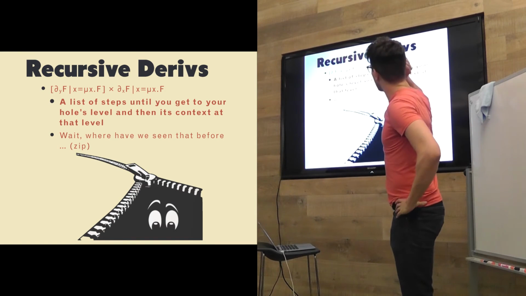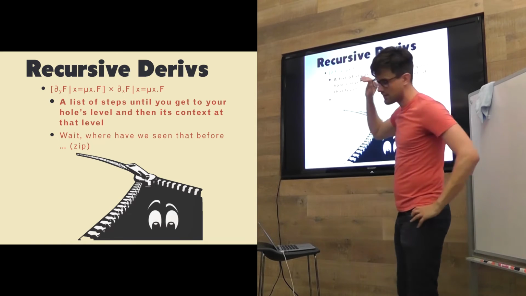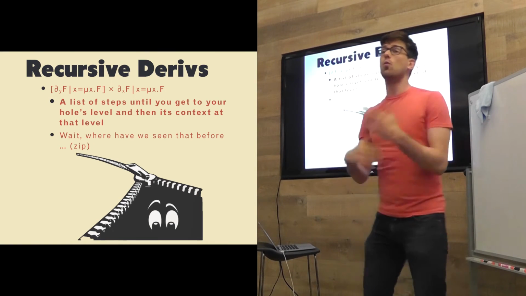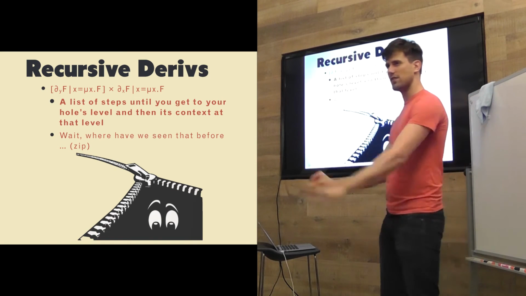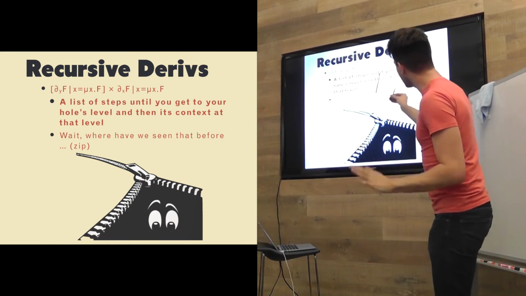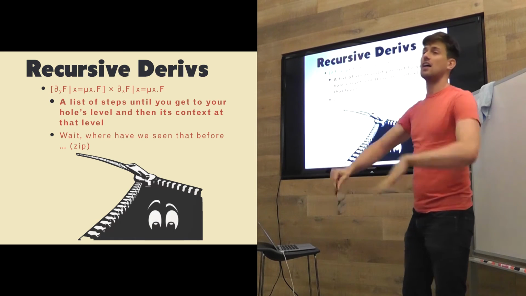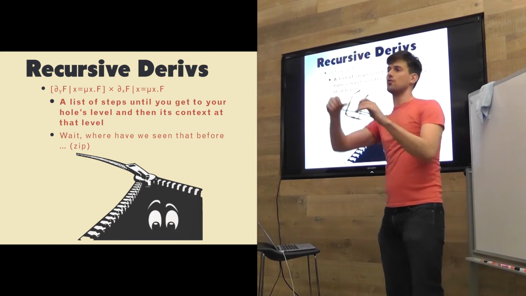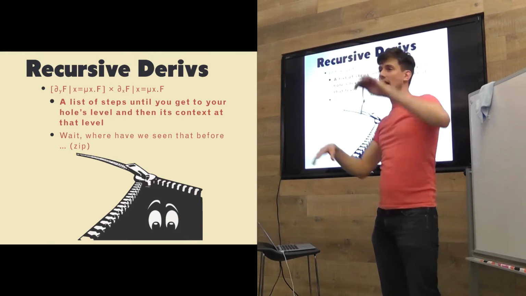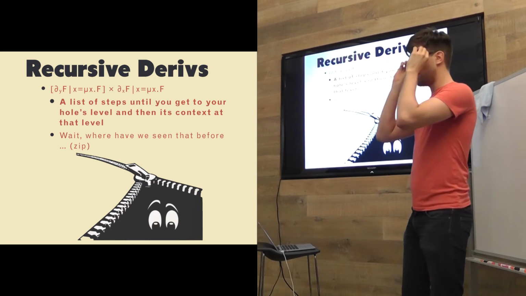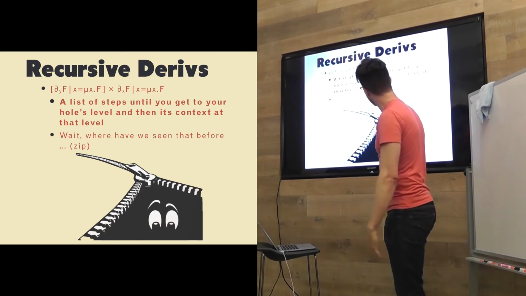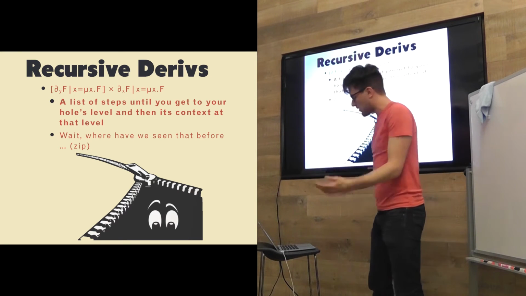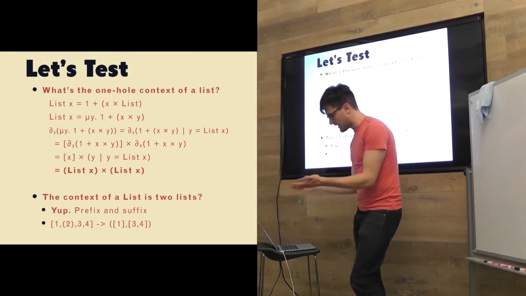So we have this type, right? A list of steps until you get to your hole's level, and then its context at that level. Well, where have we heard of those things? Flash back to a long time ago, like 15 minutes ago, right? This is exactly what the zipper was. A list of steps, a path, right? We choose left or right. We record what we pass by, and then we eventually get to the level that our thing is at. So we found this is the zipper type, right? So it seems like we're on the right track. So let's just test this out.